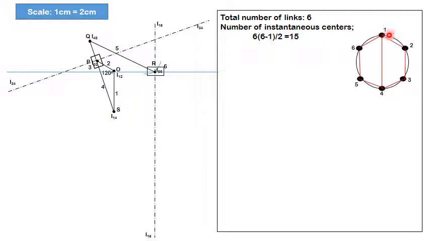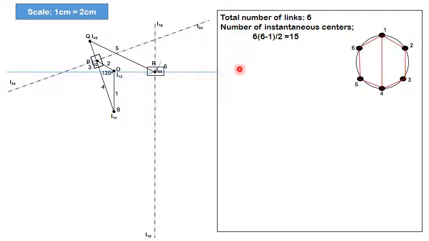Now I am going to join these points by lines such that it will indicate each instantaneous center which has been already located here. For example, I14 is there, I am going to join 1 and 4. I12 is there, I am going to join 1 and 2. I32 is there, I am going to join 3 and 2. 34 is also known to me, I'm going to join 3 and 4. 45 is also known to me, I'm going to join points 4 and 5. And 56 is also known to me, I'm going to join 5 and 6. And I16 is also known to me, I'm going to join 1 and 6. So I have joined those points in this circle for which I already identified the instantaneous centers.